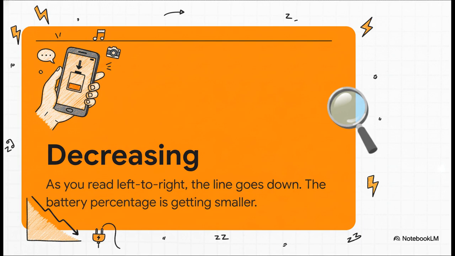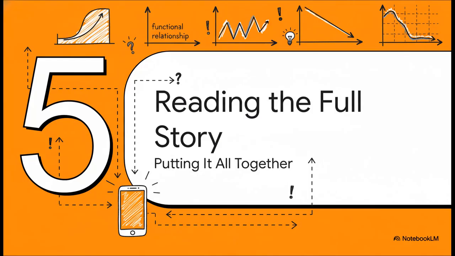When that line is heading down, that's a decreasing function. And let's be real, this is most of our phone's day, isn't it? We're texting, taking photos, scrolling, and that battery percentage is just slowly or quickly getting smaller. It's draining away.